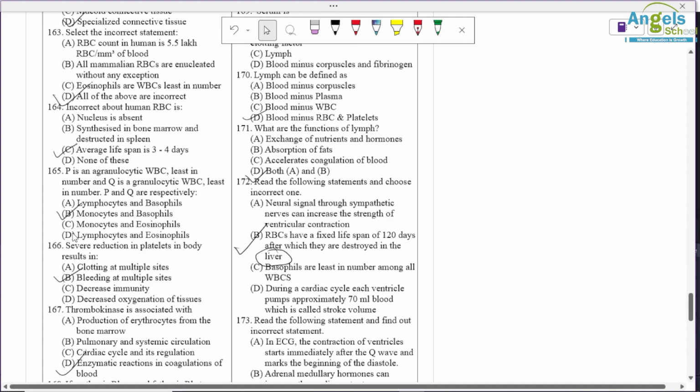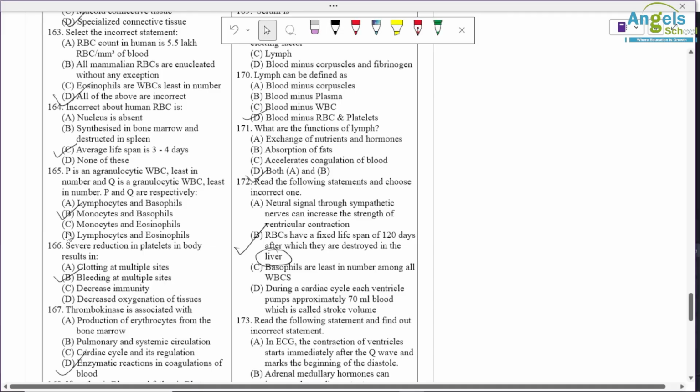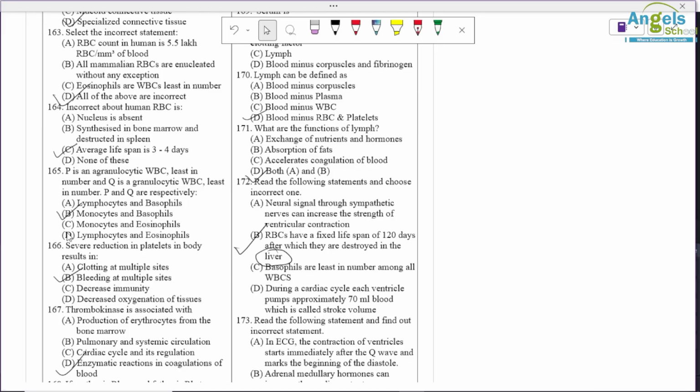Basophils are listed in number among the WBCs, and during a cardiac cycle each ventricle pumps approximately 70 ml of blood, which is called stroke volume. So it is a correct statement.